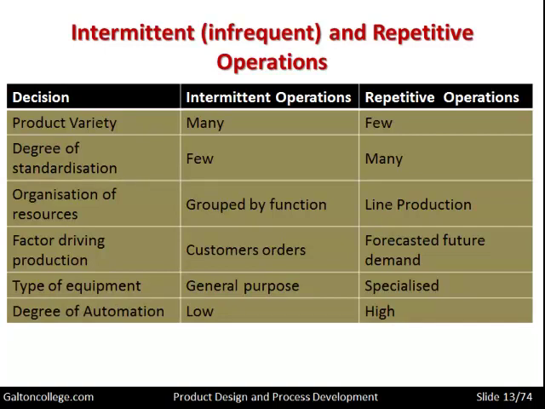The degree of automation, well, very low with intermittent operations because it's not worthwhile automating the machines. The items only come up for production once in a while. With repetitive operations, there's a high degree of automation. If it's possible, the lines in which the items are produced should be automated. The machines should be programmed, if possible, to produce certain functions. There should be specialist designs on the machines as well to help them produce at a high volume rate.